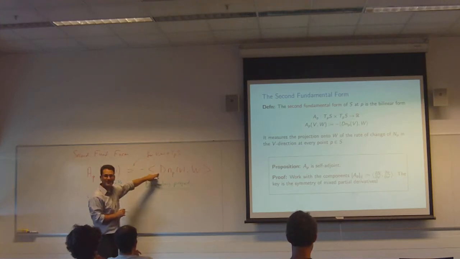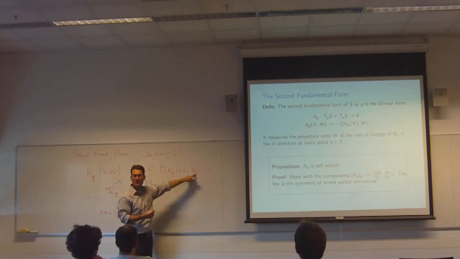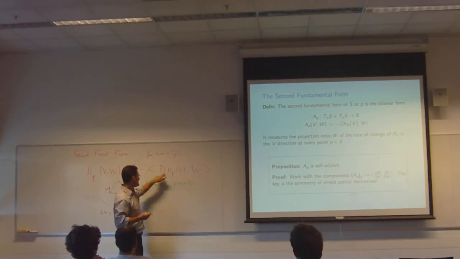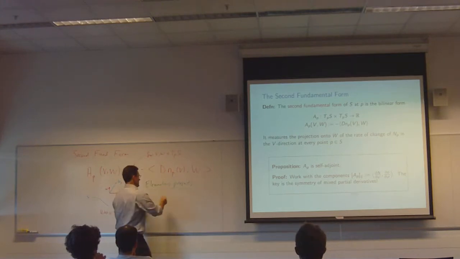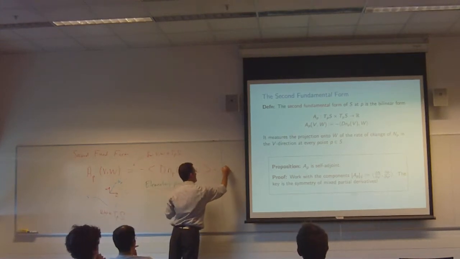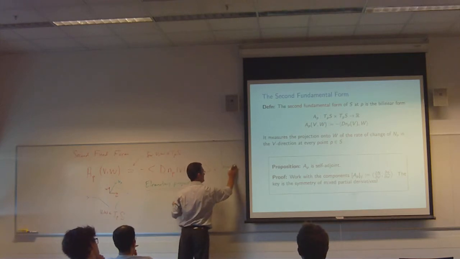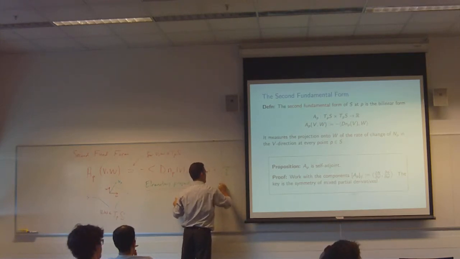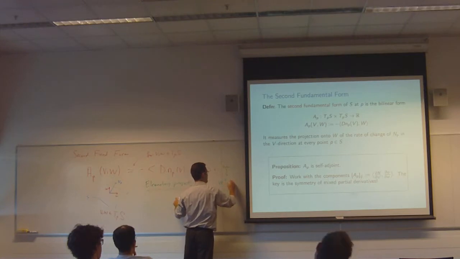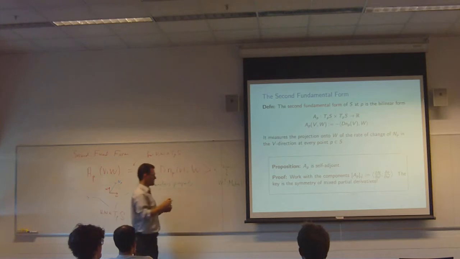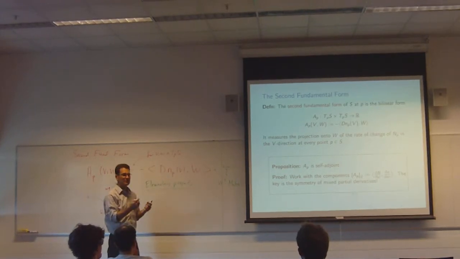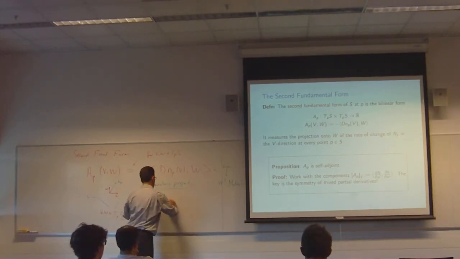Is it clear that this is linear? Taking the inner product with W is a linear operation. And of course, dn on V is multiplication by a matrix. So this really maps V and W to W transpose times the matrix times V. So it's linear in both W and V. So the elementary property is that it's bilinear. Does that make sense?